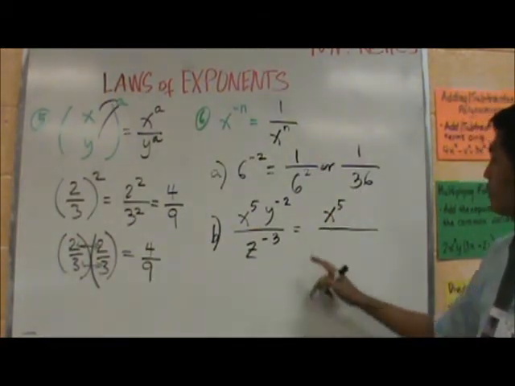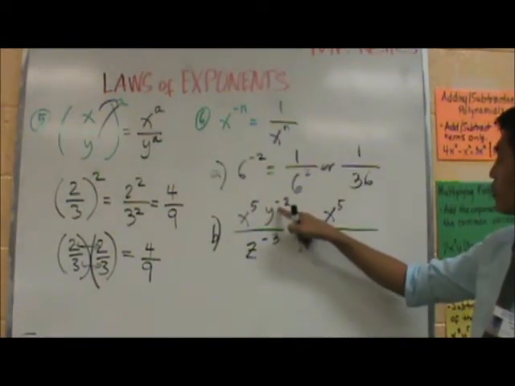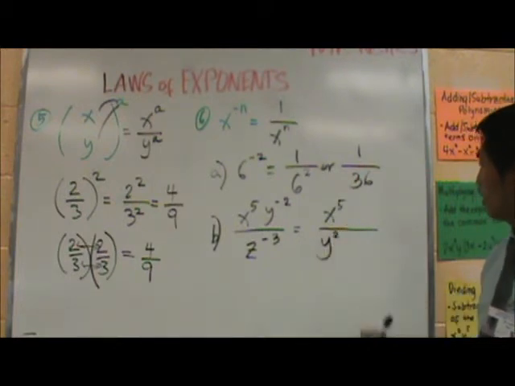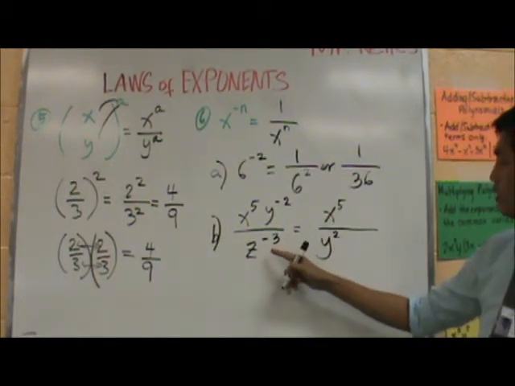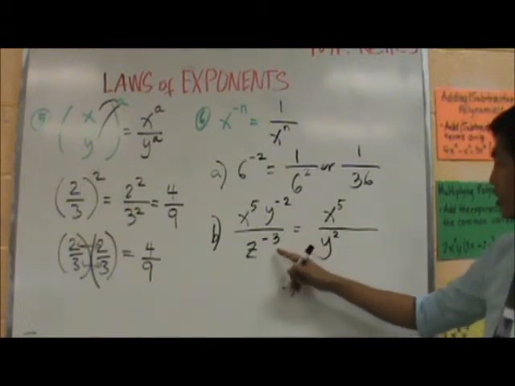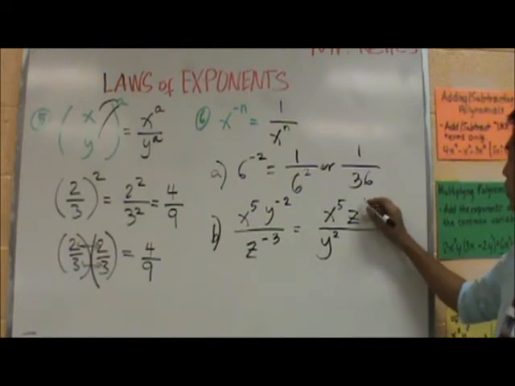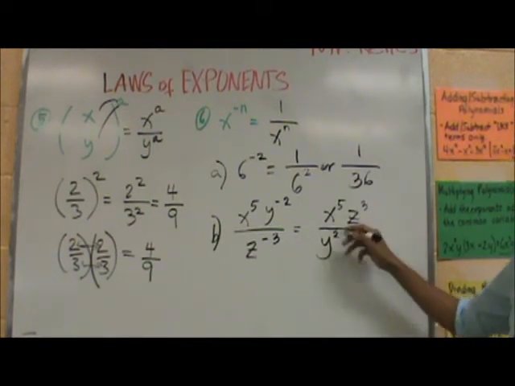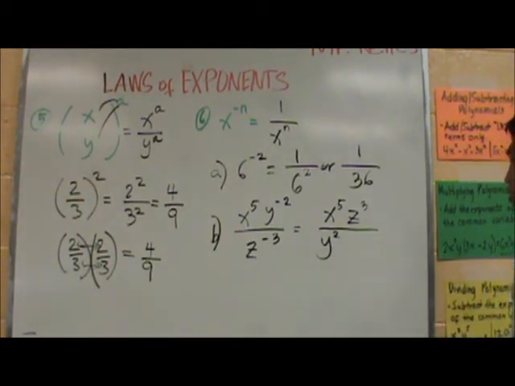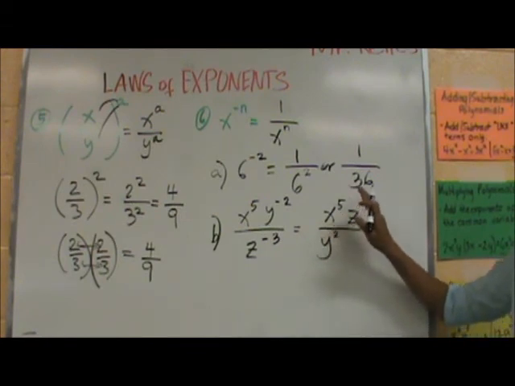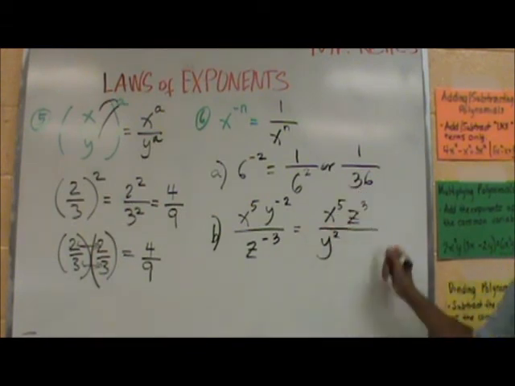Now, my problem this time is that y has a negative exponent, so I have to put it down, making it positive. My z has a negative exponent, so I have to put it up, and it becomes positive 3. Now that all the exponents are positive, we're done with our job here. That's it: x to the 5th, z to the 3rd over y to the 2nd. This is the final answer.